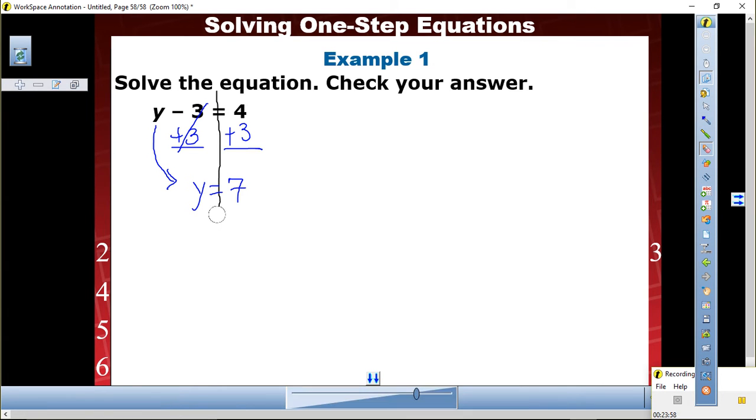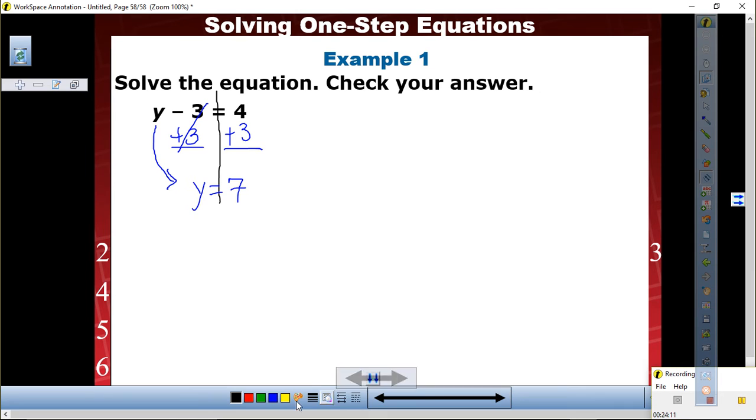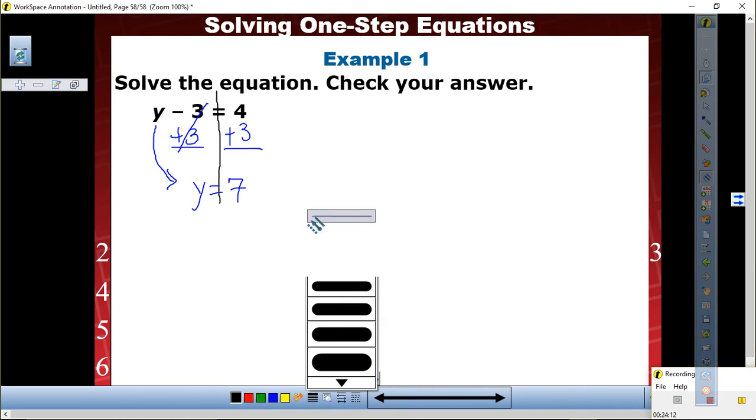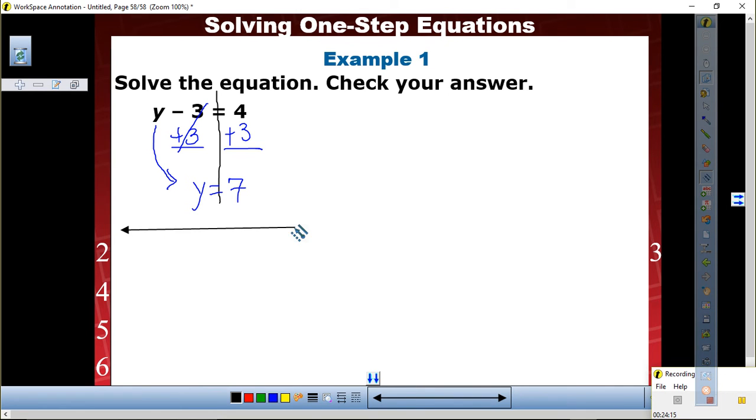So the solution to this one is y equals 7, yes? So step 1, did we check for simplification? Yes. Step 2, isolated the variable? Yes. Step 3, plot your solution. Let's plot our solution. Here we go. Draw your number line. 0. We got 1, 2, 3, 4, 5, 6, 7. And plot your answer. Step number 4 is check.